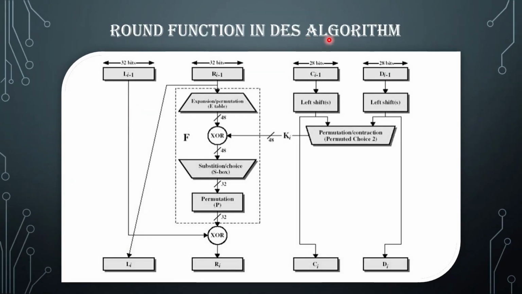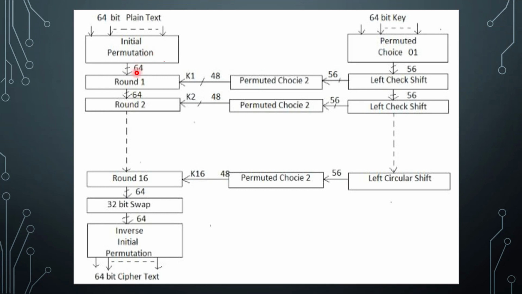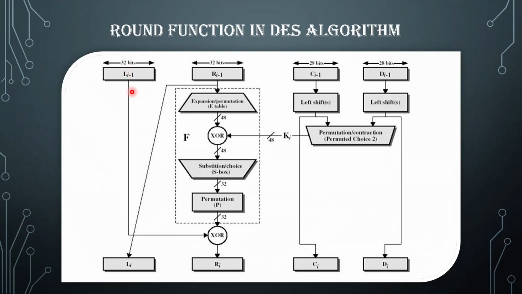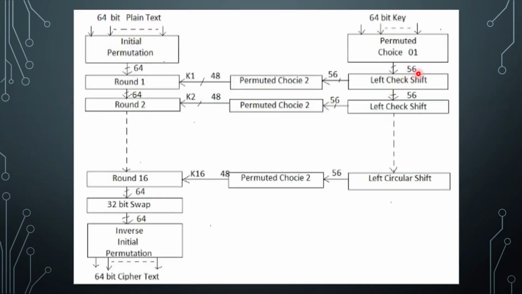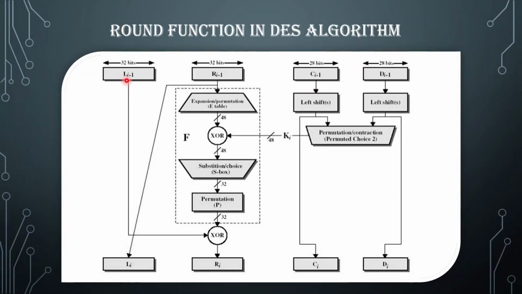So this is the round function in the DES algorithm. Here, as you can see, we are taking the round function input as 64 bits. The 64 bits are divided into 32 bits and 32 bits, and on the right side we can see 28 bits and 28 bits. The 56 bits we are passing to the left circular shift. These 56 bits are divided into 28 bits and 28 bits. So we are taking these as Li minus 1, Ri minus 1.